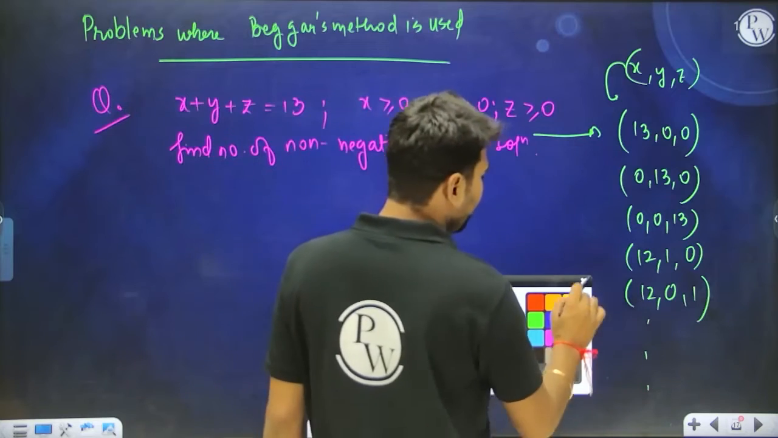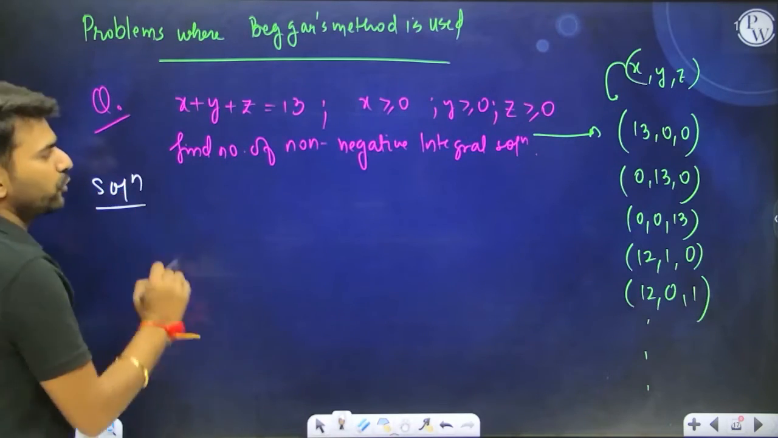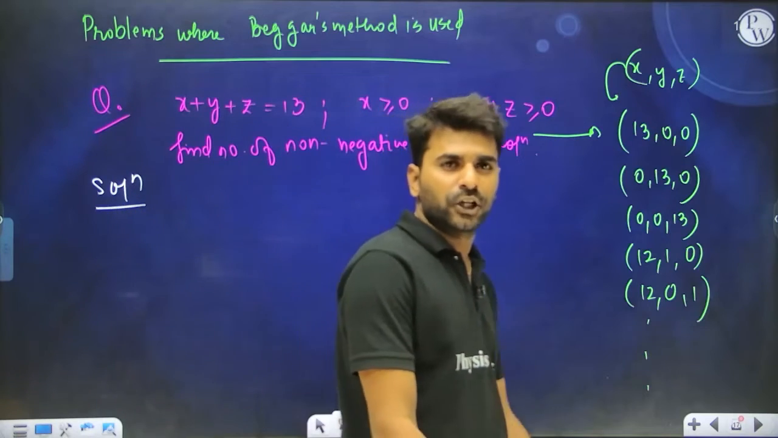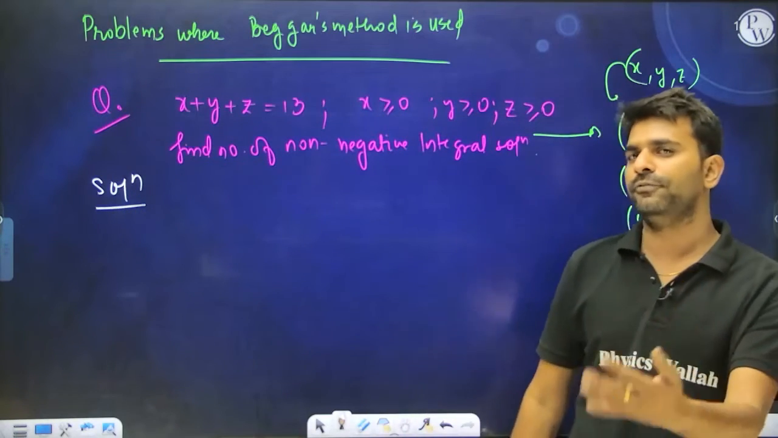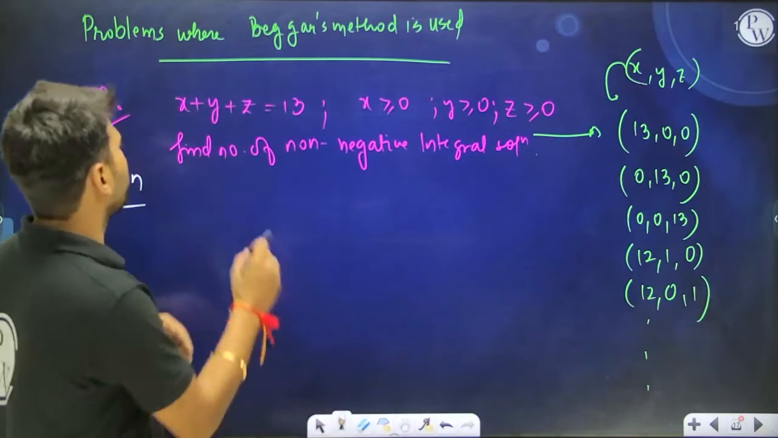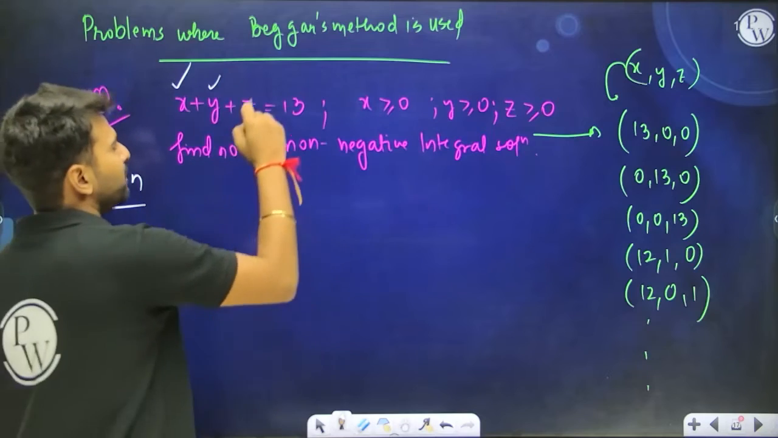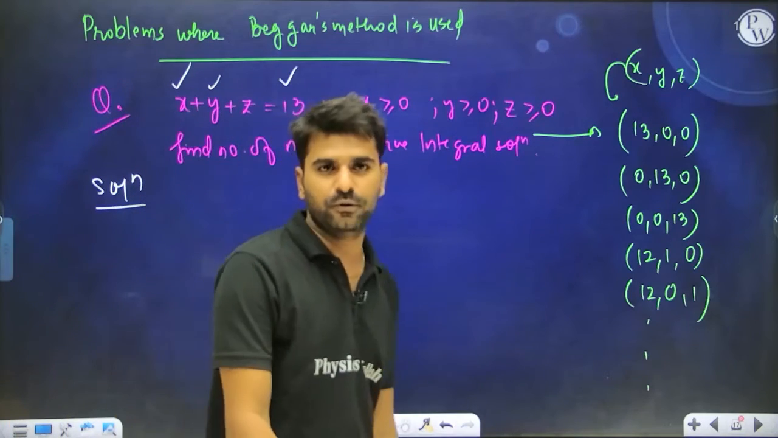So understand this problem like this, that there are 13 things in total which you have got from your home, and there are 3 people who are standing in front of you, and to the first person you have distributed x number of things, to the second person you have distributed y number of things, and to the third person you have distributed z number of things.